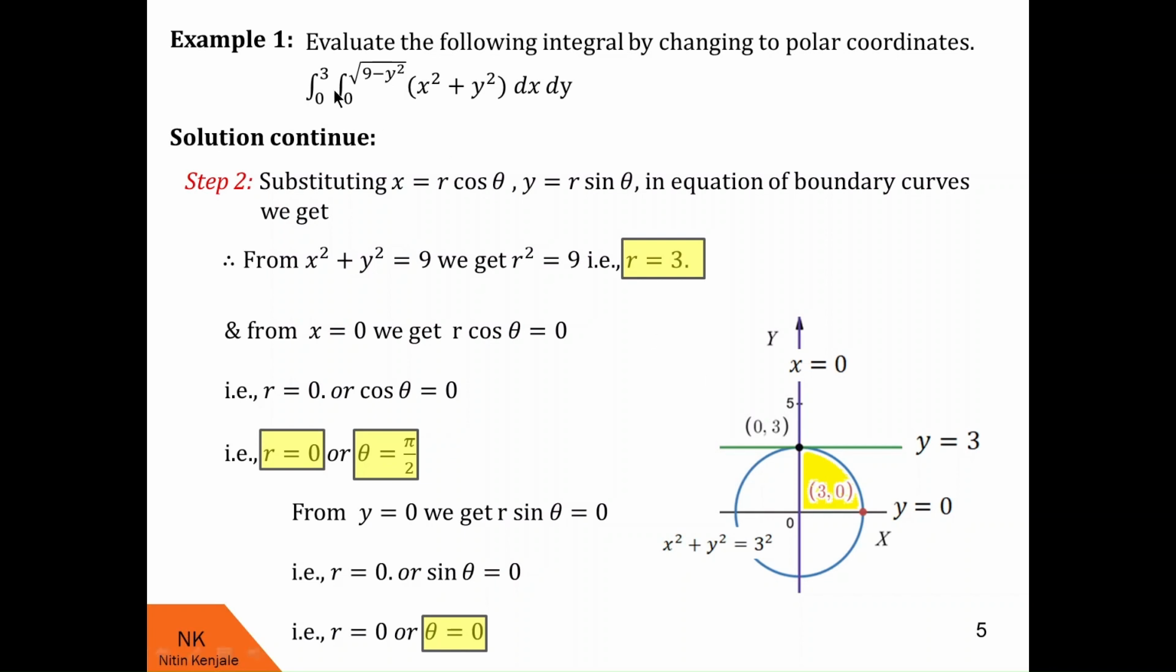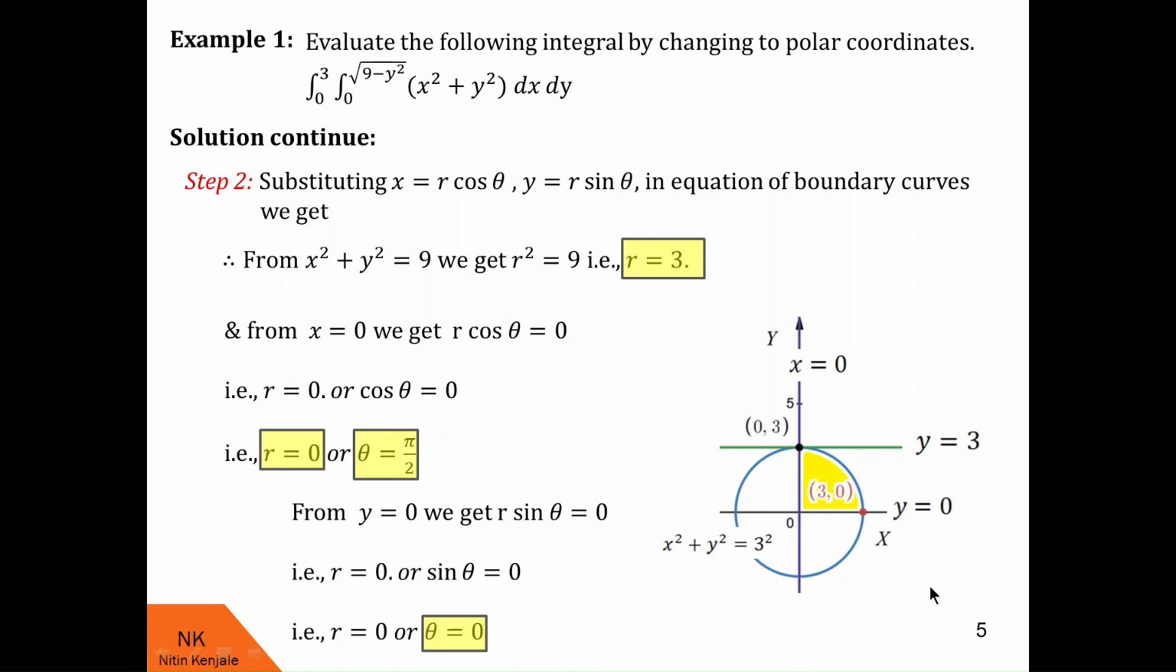Note that there is one more equation, y is equal to 3, which we are not using for finding any limits of r or theta, because y is equal to 3 contributes only a single point in this region of integration, and this point is also covered by the other two curves, x is equal to 0 and x square plus y square is equal to 9. So we are neglecting y is equal to 3 for finding limits for r and theta.